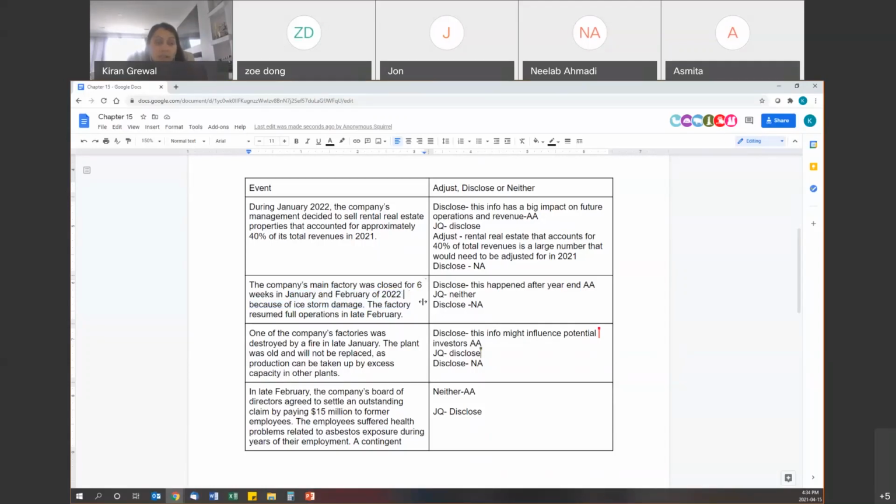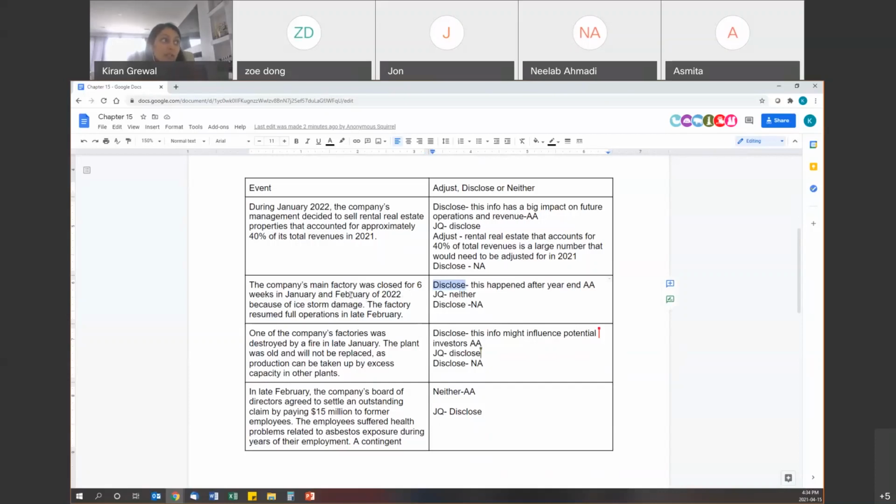The asset value of that factory was correct in 2021. This happened in 2022. So we should let the users of the financial statements know that the sales you saw for 2021 might not be the same in 2022, because for 6 weeks the factory was closed. So they weren't able to get any business. So we would want to disclose this, but we wouldn't have to adjust anything in the 2021 financial statements.